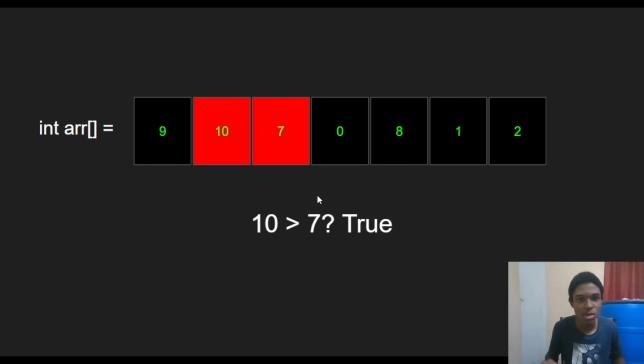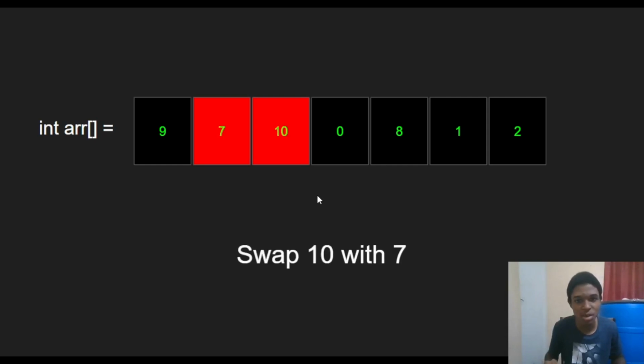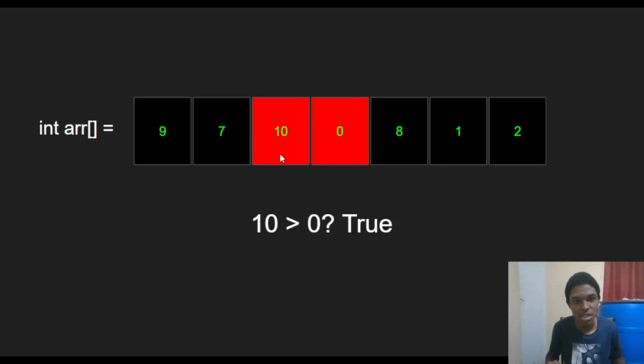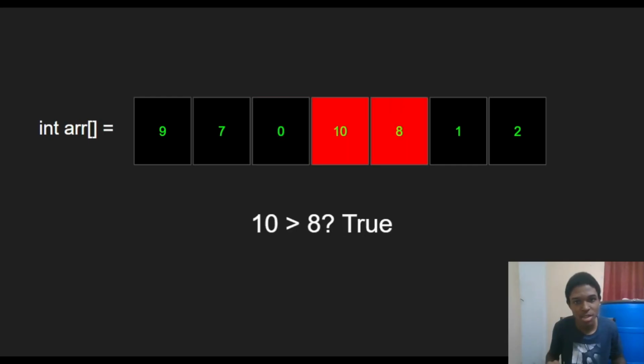True. So in that case it will swap 10 with 7, and 7 takes the place of 10 while 10 takes the place of 7. And then it moves on to the next element, so it compares 10 with 0. Is 10 greater than 0? True. Swaps 10 with 0. Then it compares 10 with 8. Is 10 greater than 8? True. It swaps 10 with 8.